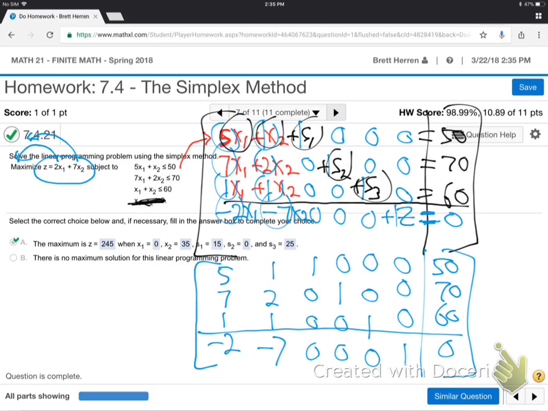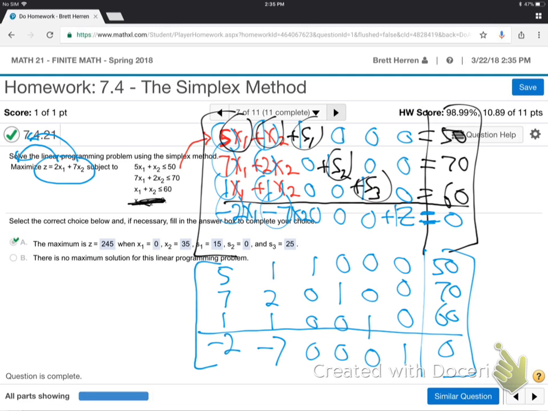So 4 by 7, is that what it is? Let me put it in and give you the answer and we'll be done. So 5, 1, 1, 0, 0, 0, 50, 7, 2, 0, 1, 0, 0, 70. I'm just putting it in right now. 60. Uh-oh, I went too quick. 7, 2, 0, 1, 0, 0, 70. And 1, 1, 0, 0, 1, 0, 60. And minus 2, minus 7, 0, 0, 1, 0. Second quit.